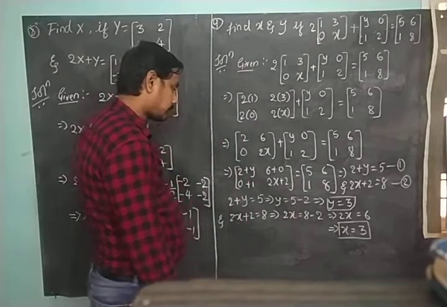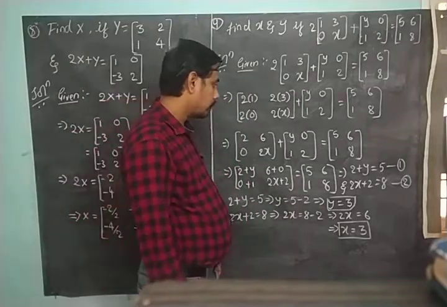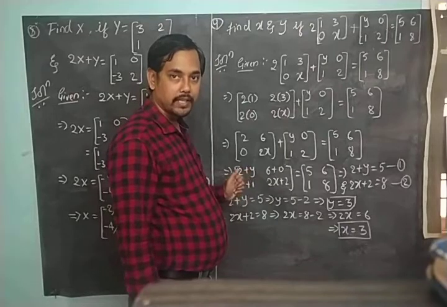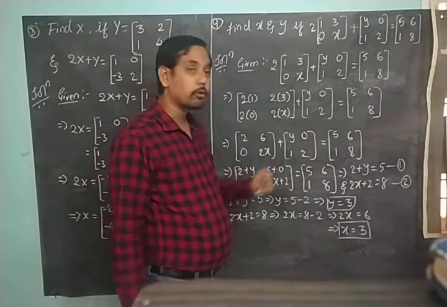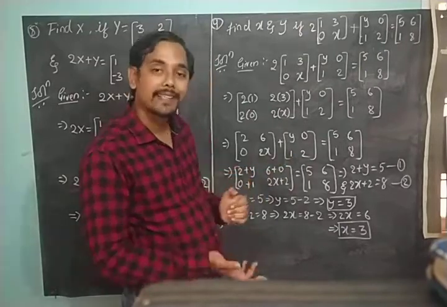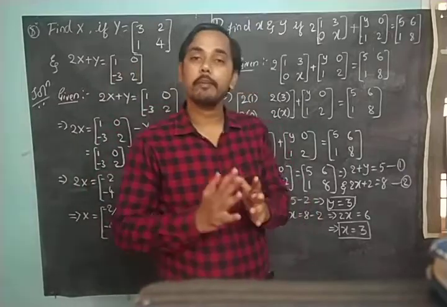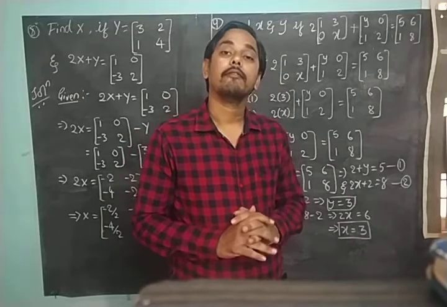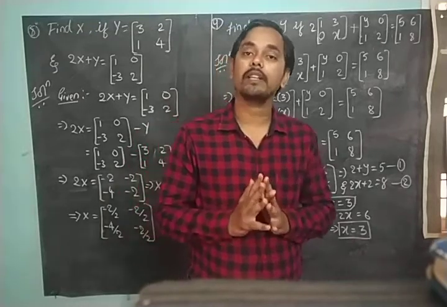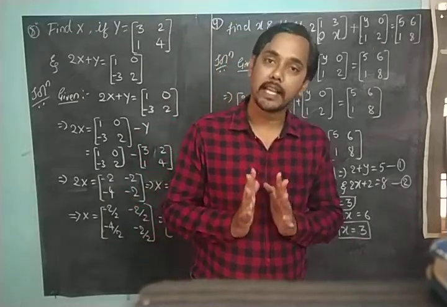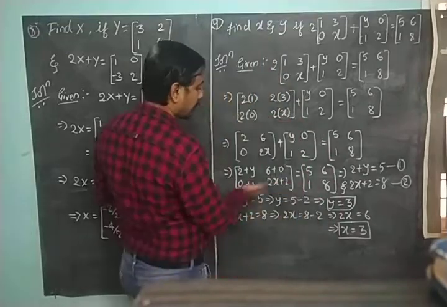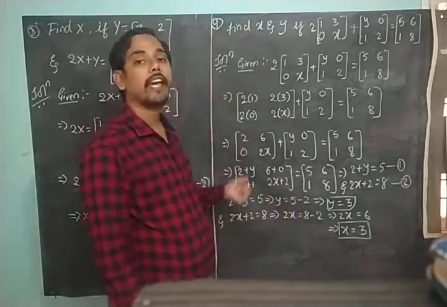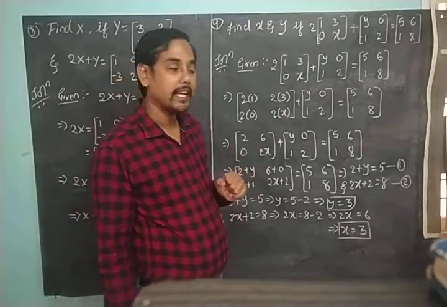Right? So now we have some equation here. LHS is equal to RHS. When two matrices are equal, what will be the condition? Their corresponding elements will also be equal. When their corresponding elements are equal, then only the matrices are considered as equal matrices. As we got two matrices connected by an equal symbol, we can equate their corresponding elements.